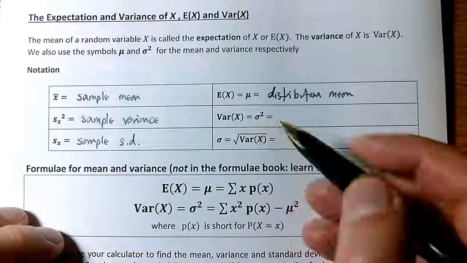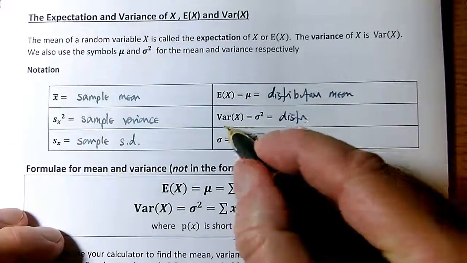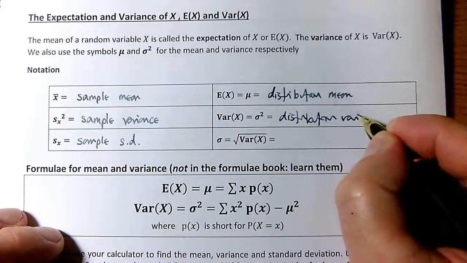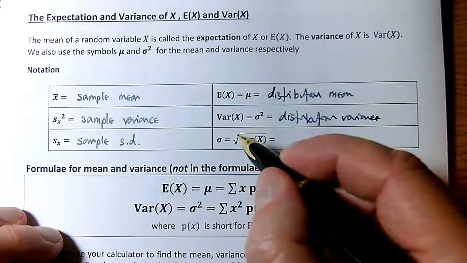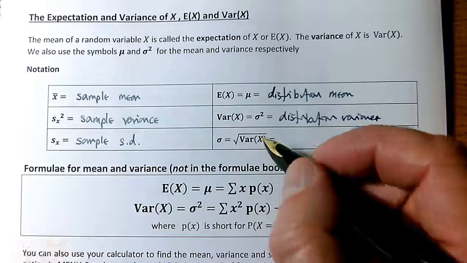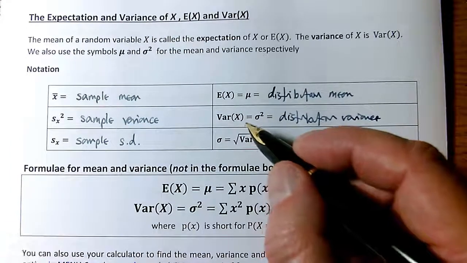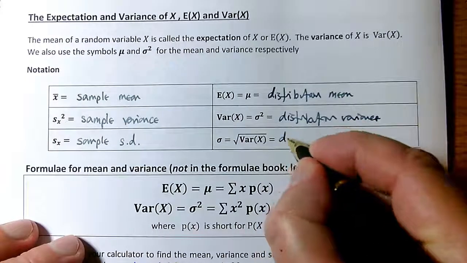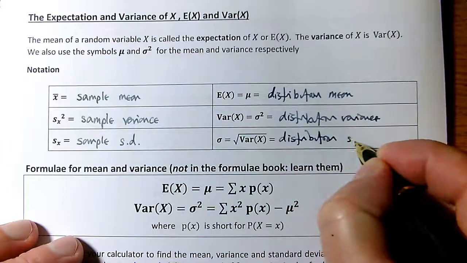The distribution variance is called sigma squared. It's got a symbol of its own, the variance. There is the symbol sigma to mean the distribution standard deviation, which is the square root of the variance. So we begin to start using variance for some purposes in preference to the standard deviation. You'll see more of that later. So sigma means the distribution standard deviation.